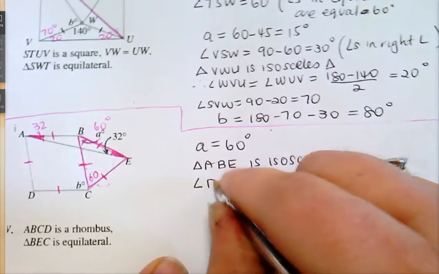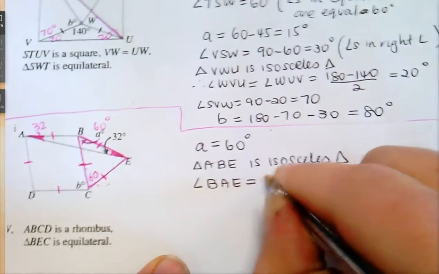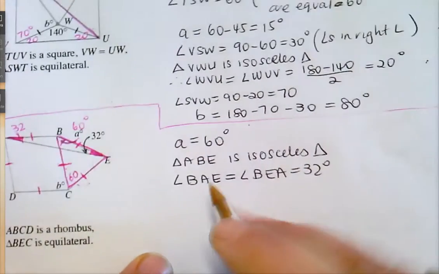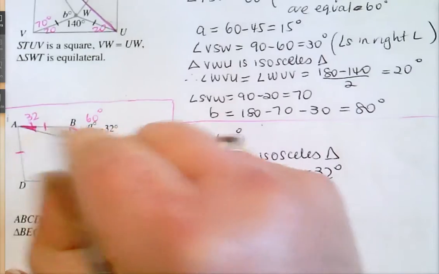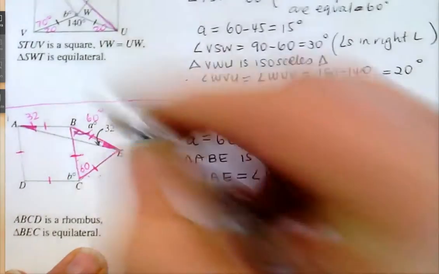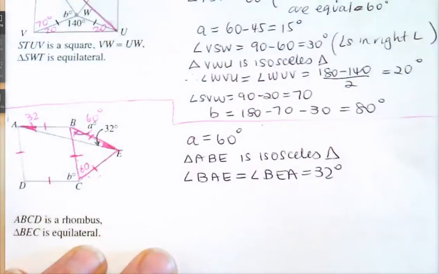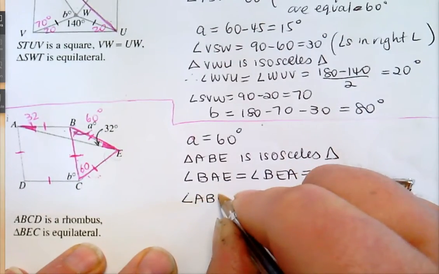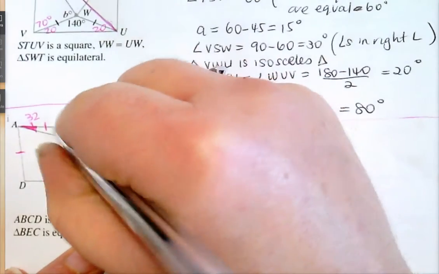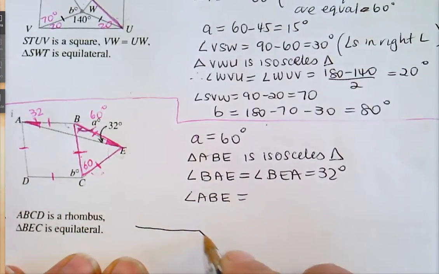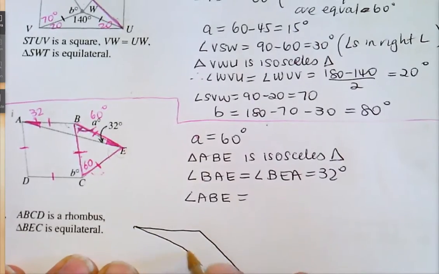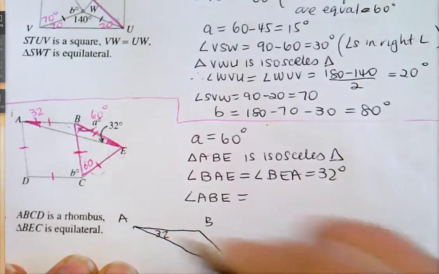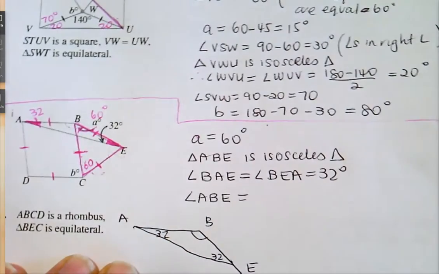So I've got that angle BAE is equal to angle BEA, which is 32 degrees. It's because triangle ABE is isosceles. Now, if I look at triangle ABE, I know that this side here is 60, but I can work out that whole thing. I'm actually going to draw that triangle like this so that you can see it. This is what I've got, B, E, and this is A. That's 32, that's 32. I can work out that whole angle there.